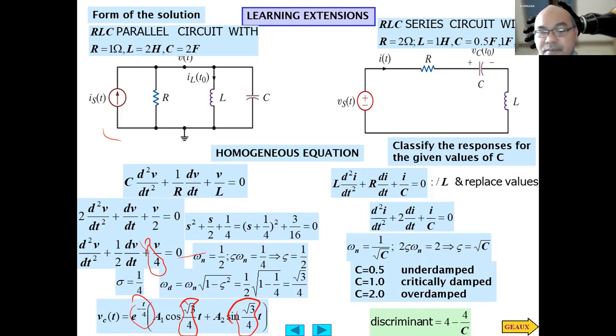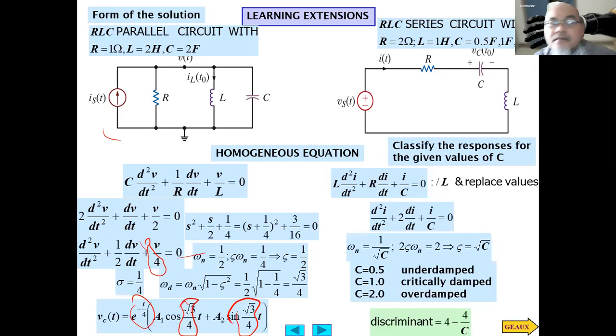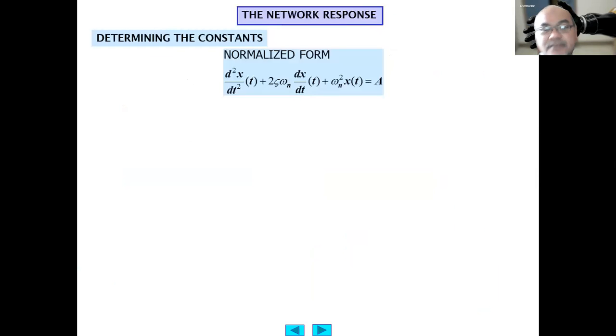Here the discriminant is 4 minus 4/C. This is obtained from the linear equation solution. The question is just to classify the responses. We just classify whether it is underdamped, critically damped, or overdamped, depending on the values of the capacitors.